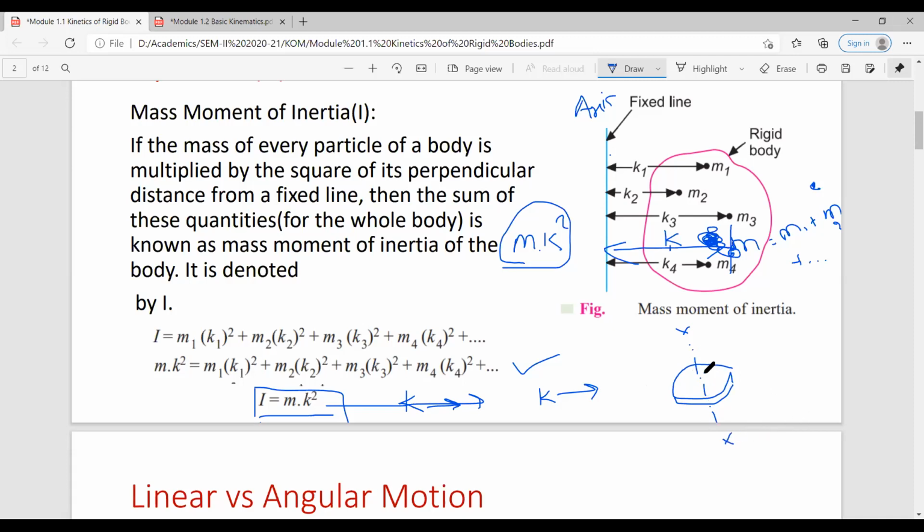So for this particular condition, when the axis of rotation is passing through its center of gravity or through its centroid, at that time K will have some value, which will be given in terms of its radius. What is the radius of the disc? So K will be equal to R upon 2 or R upon root 2. One formula is there, so from that formula you can find.